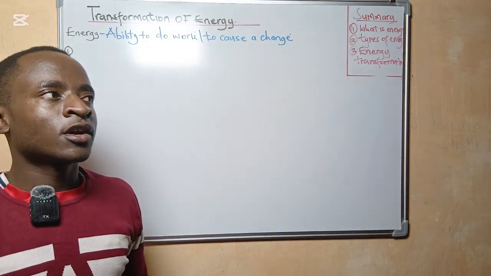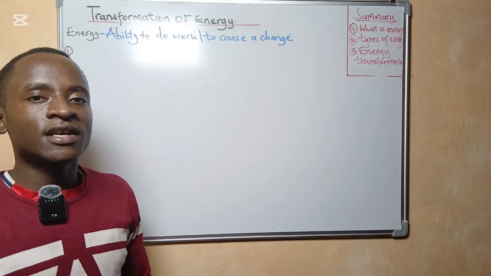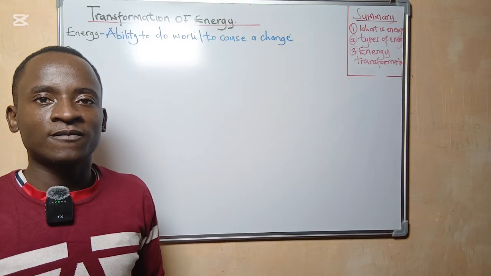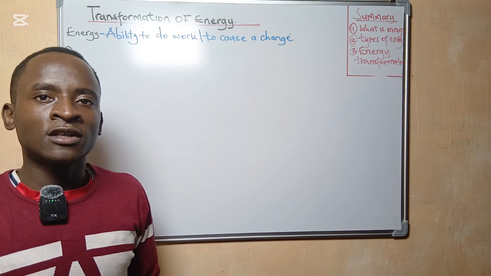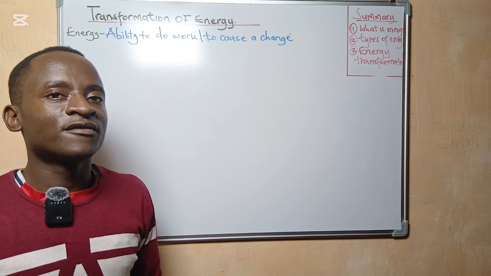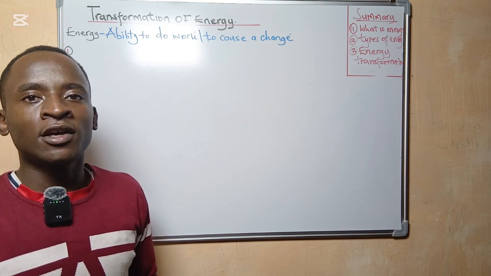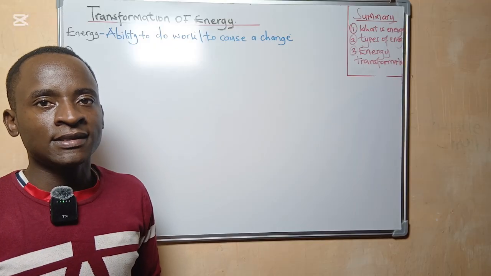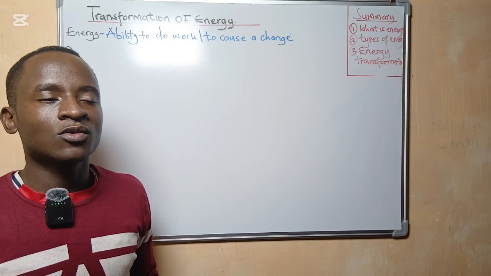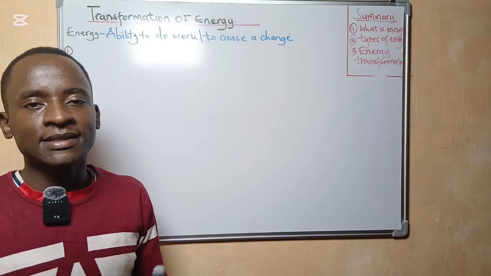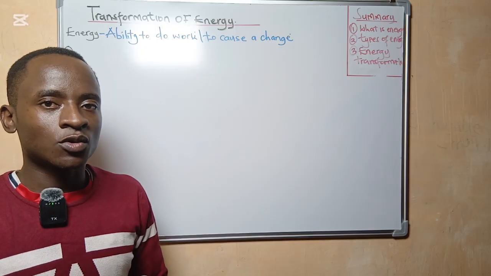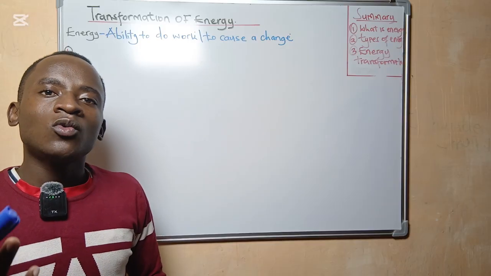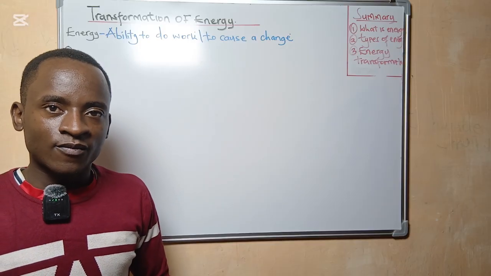If somebody is walking from point A to point B, he needs energy to move. The body of that particular person needs a form of energy to move from point A to point B. This is the main reason why we are saying energy is the ability to do work or to cause a change. Then, why do we need to learn about energy?